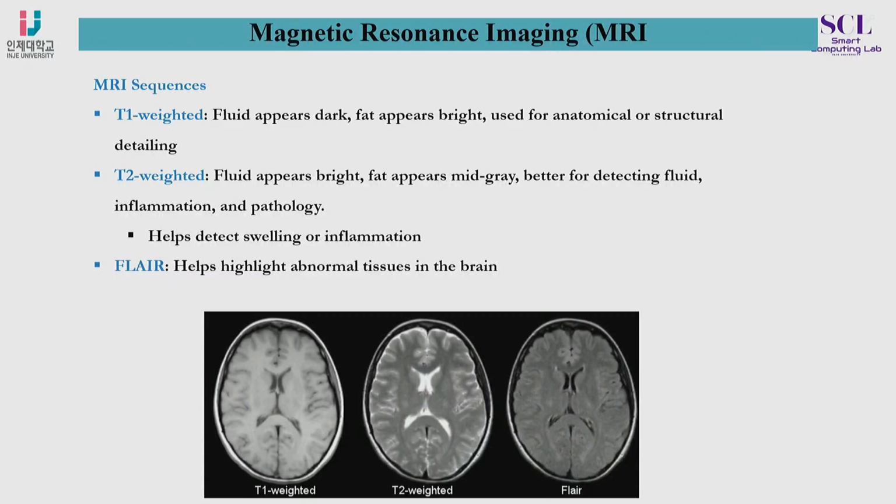And for the MRI sequences, for example, in T1 weighted, fluid appears dark, fat appears bright, and it is used for anatomical or structural detailing. So here you can see this T1 weighted, this is an example of T2 weighted, and this is FLAIR, used to highlight abnormal tissues in the brain. So these are different functionalities of MRI.